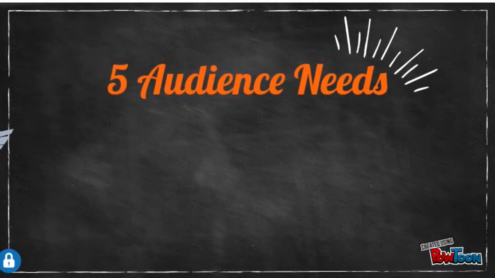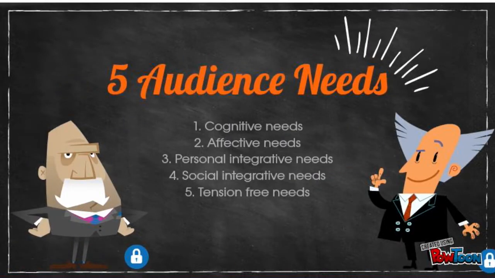Now let's move on to 5 needs highlighted by Blumler and Katz. Audiences have cognitive needs, affective needs, personal integrative needs, social integrative needs, and tension-free needs. Each need is satisfied by different media use. Let's start with cognitive needs.